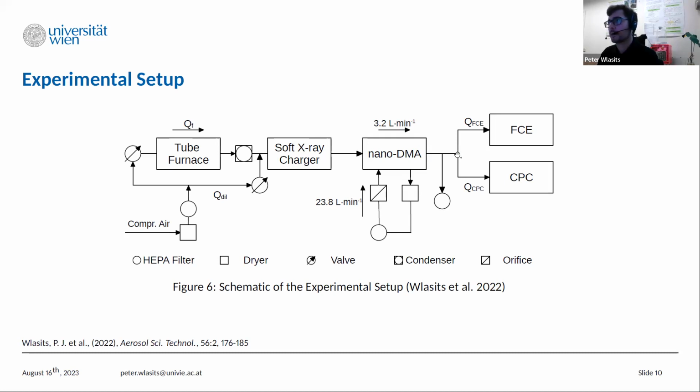And downstream of the DMA, the aerosol flow was equally split between the Faraday cup electrometer and the CPC. Since we didn't know what to expect, it made sense, since there is an upper and a lower detection limit for CPCs, to use a backup detector, the FCE, that does not depend on the cutoff diameter or a coincidence threshold. So it's just a backup detector. The curves I'm going to show in the following are all measured with a CPC.